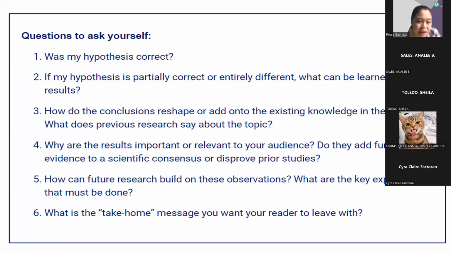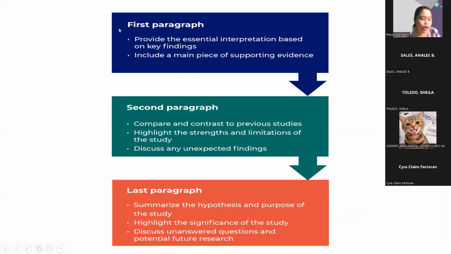So you have to go back to the significance of your study, review the people or the group of people you have identified there, and suggest or recommend things that must be done based on the findings of your study. Okay? And what is the take-home message you want your reader to leave? Kasi that should be highlighted also in the discussion section. So ito yung mga dapat nakalagay sa discussion section ha.